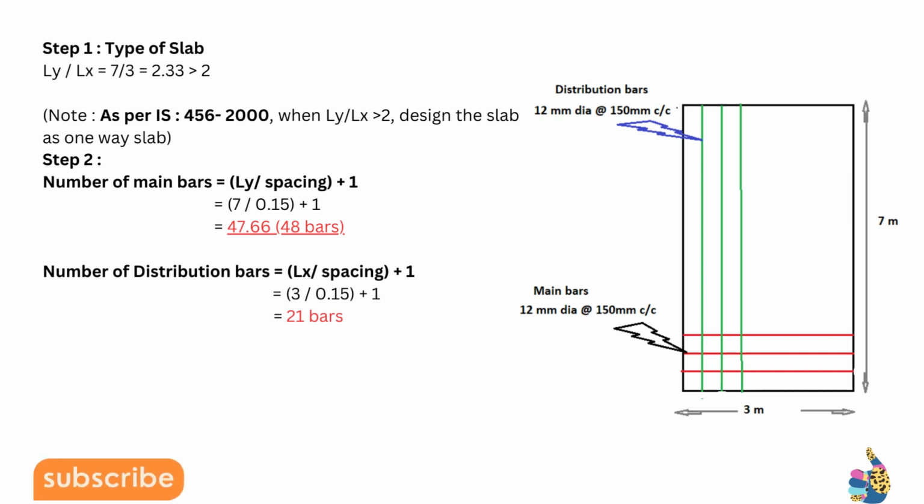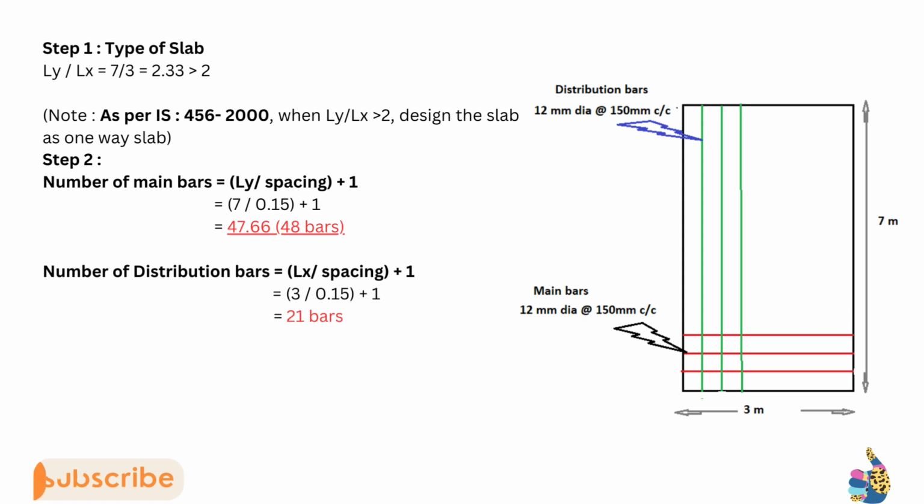Main bars we are providing along the shorter span, so it will be 7 divided by 0.15 plus 1. Why have I taken 7 here? Because we are moving along the longer direction. We are providing bars in the shorter span, but we are moving along the longer span. That's why I have taken 7 here. So it comes to near about 48 bars.